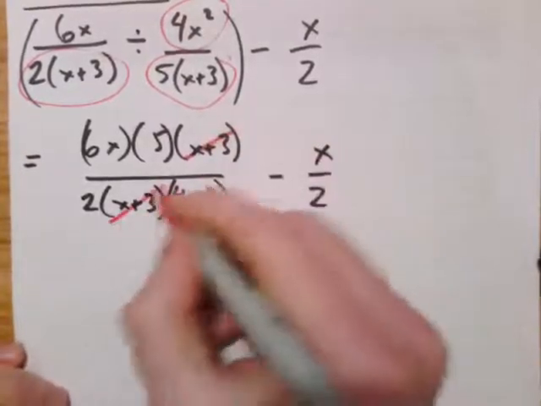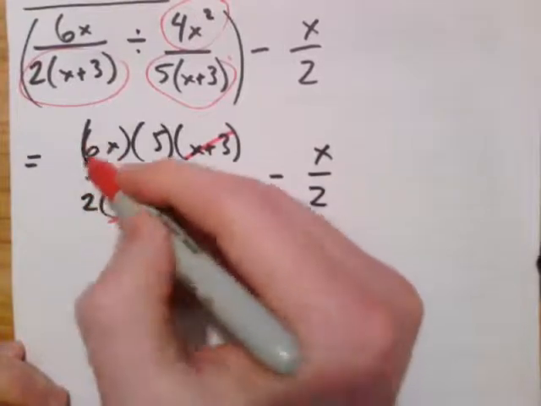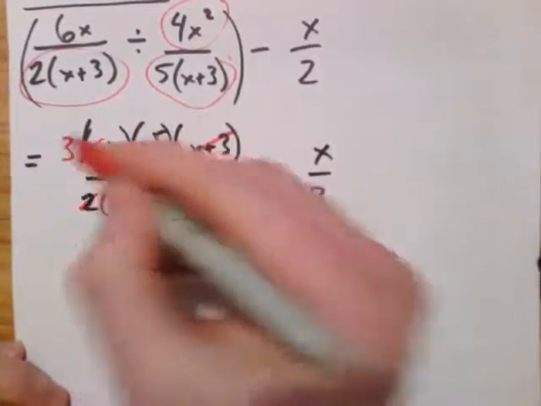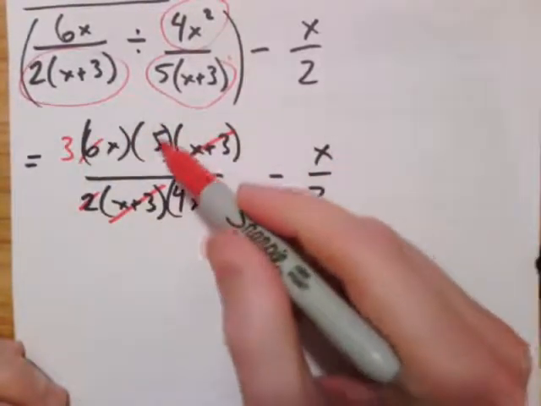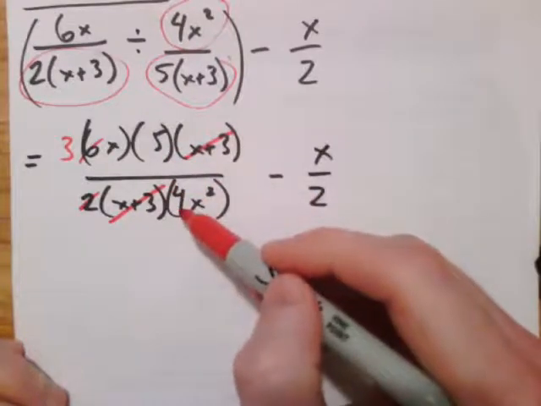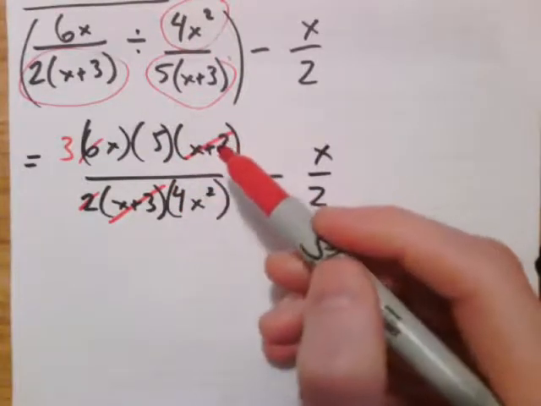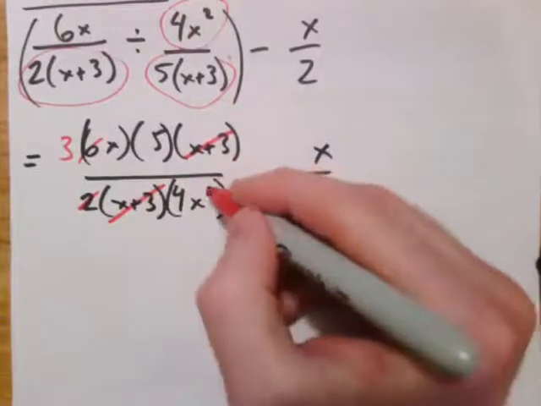x plus 3, x plus 3. 6 and 2. 6 divided by 2 is 3. 3 and 5 and 4 have no common divisors, but the x and the x squared do.